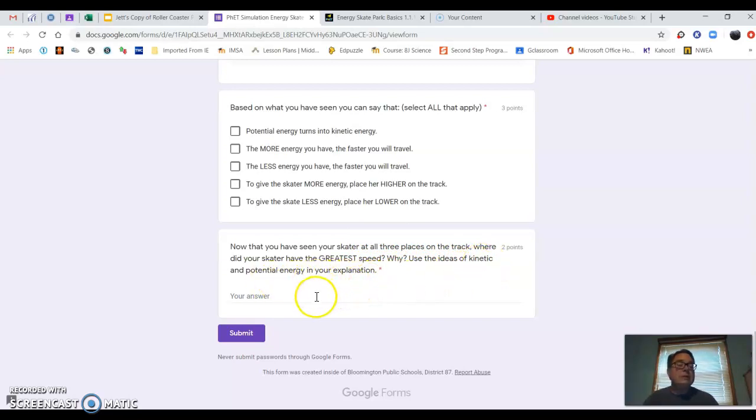So for this part right here, I'm expecting about 2 sentences. You're telling me where she had the highest speed and why do you think that. If you use those words, kinetic and potential energy, in your explanation, you get all of those points. All right, when you're done, you'll hit submit.